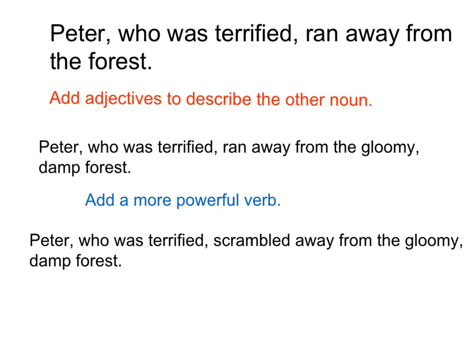The other thing that we can do is add a more powerful verb. Ran is a perfectly good verb and it explains what Peter's doing, but there are other words that we could use instead of ran that would explain how he's running, the type of running that he's doing. So here we've added scrambled. So Peter, who was terrified, scrambled away from the gloomy, damp forest. And now we've written a sentence that's complex, it's got adjectives, it's got a powerful verb. It's a sentence to be proud of.